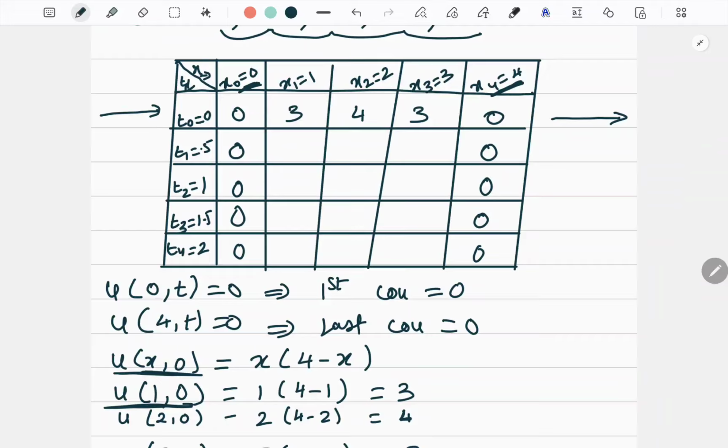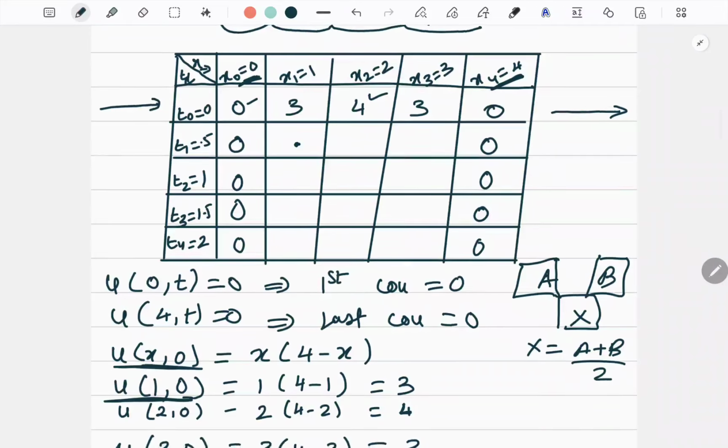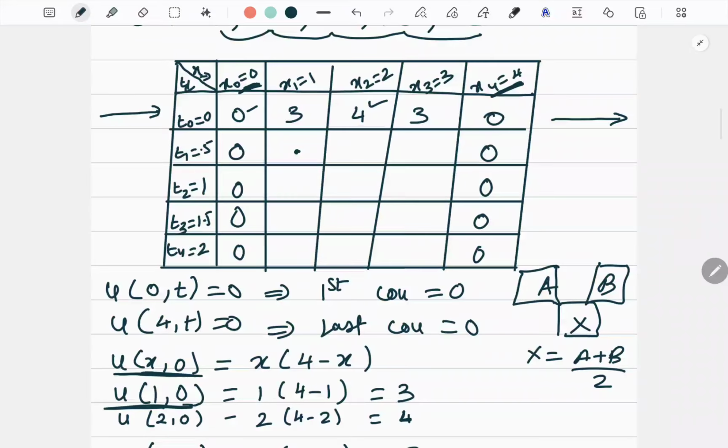Next row is always filled by my formula which I told you. If this is the unknown x and here are two numbers a and b, so my x is equal to (a plus b) upon 2. So same way, this is the position for x. I want to fill it. So who is a and b? See, this is a and this is b. So 0 plus 4 upon 2 is how much? 2. So I'll fill 2 here.